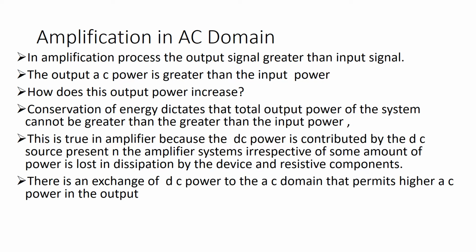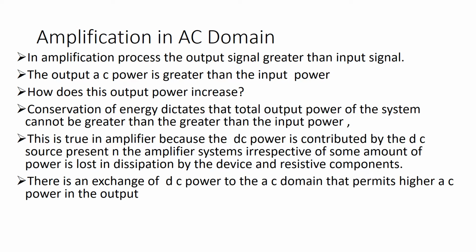So, amplification in the AC domain. What is meant by amplification in the AC domain? In the amplification process, the output signal is greater than the input signal. The output AC power is greater than the input power. How does this output power grow or increase? According to the universal law, conservation of energy dictates the total output power of the system. The power of an output system cannot be greater than the input power.